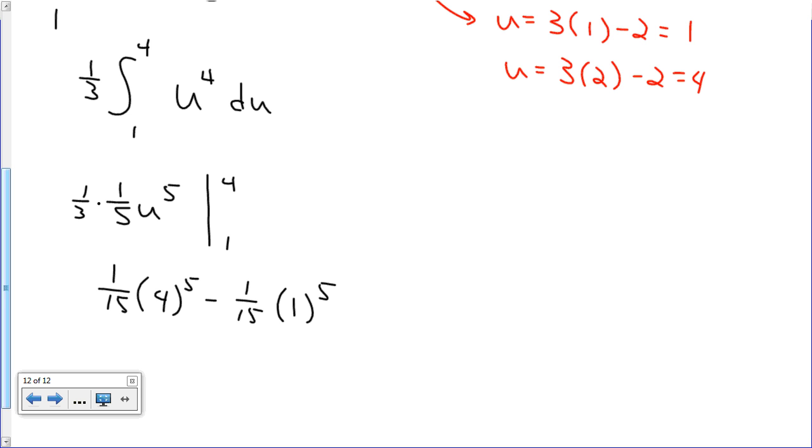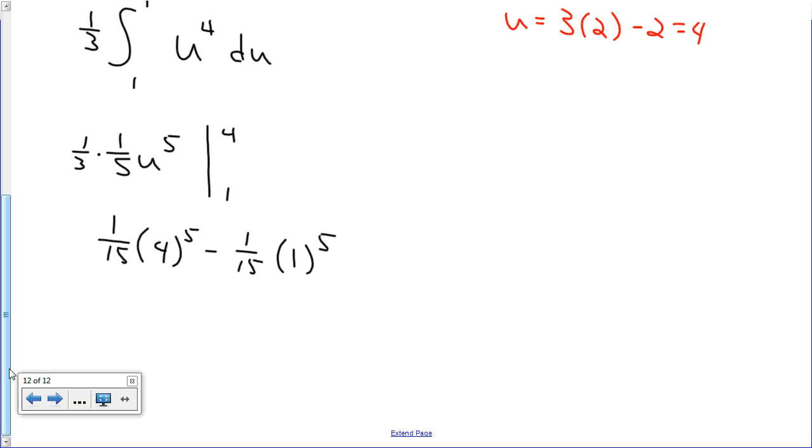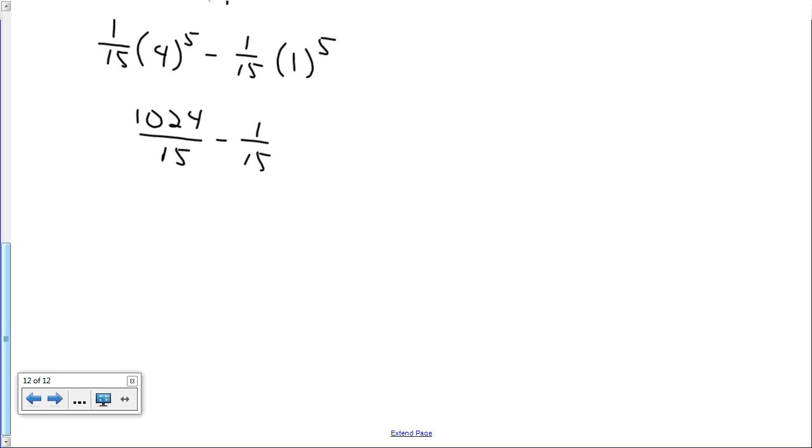And 4 to the fifth, what is 4 to the fifth? Let me quickly punch that in my calculator there. We get 1,024. So we get 1,024 over 15 minus 1/15. So I guess I'll just leave this as 1,023 over 15. If you want to simplify further from there, you certainly could, but I'll leave it just like that.